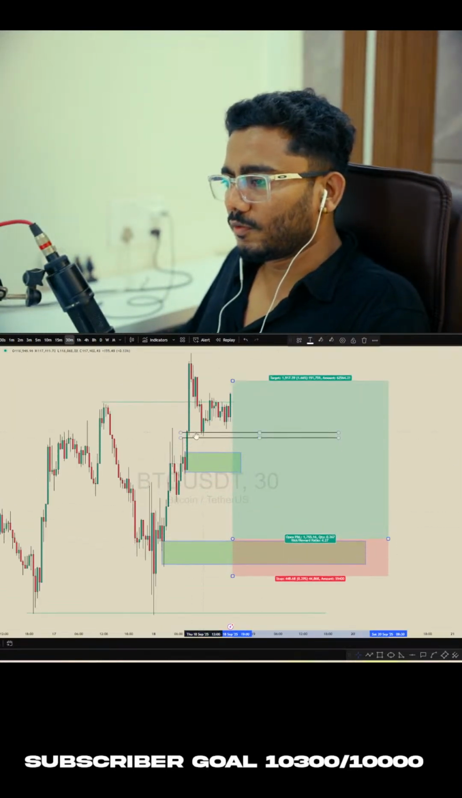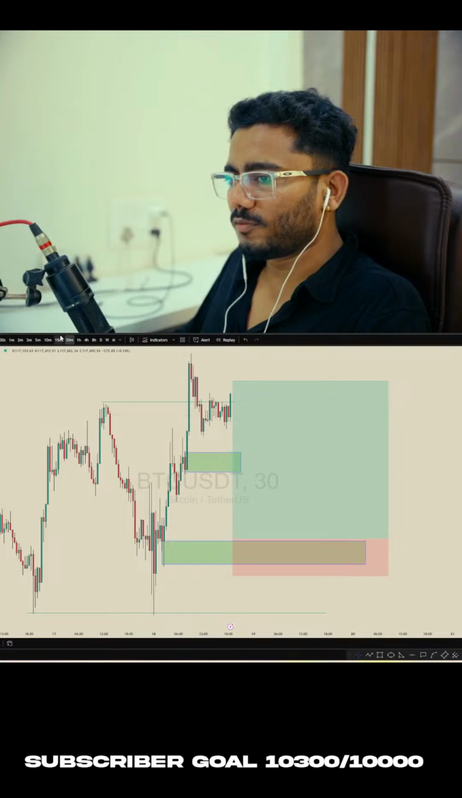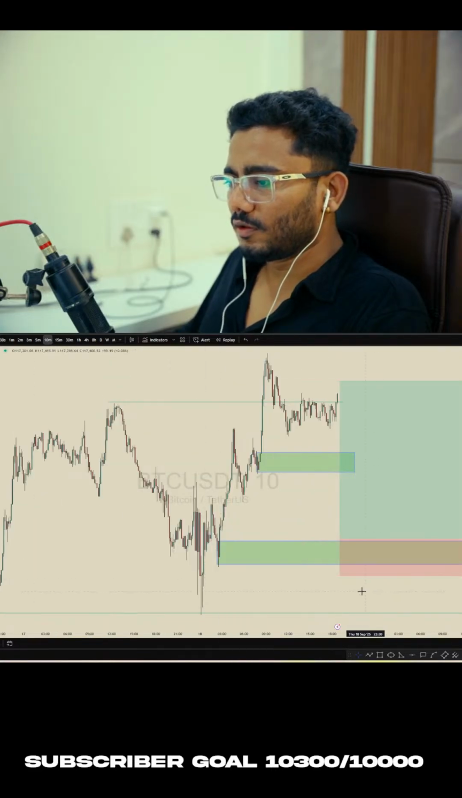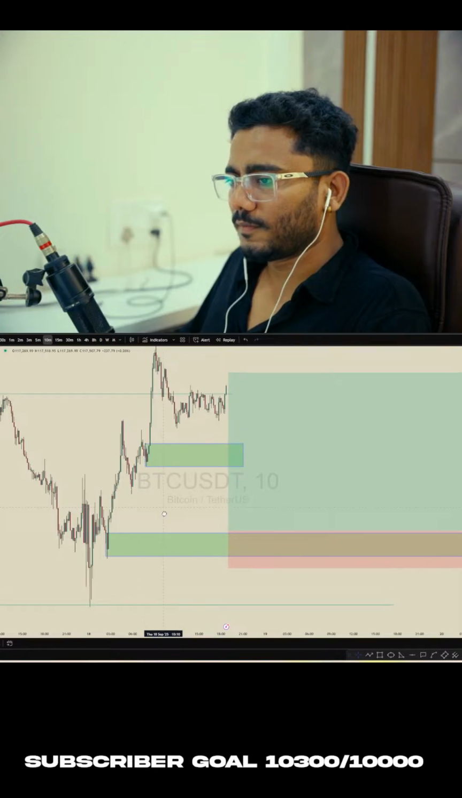Let's go to 30 minutes. You can see over here there is imbalance. There is an order block below this low. So it should tap this order block and it should continue. So we have two order blocks over here. This one is on 10 minutes. This one is also on 10 minutes.